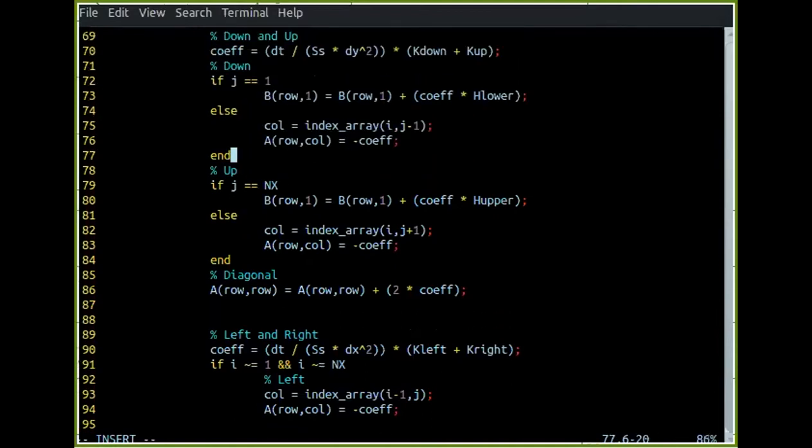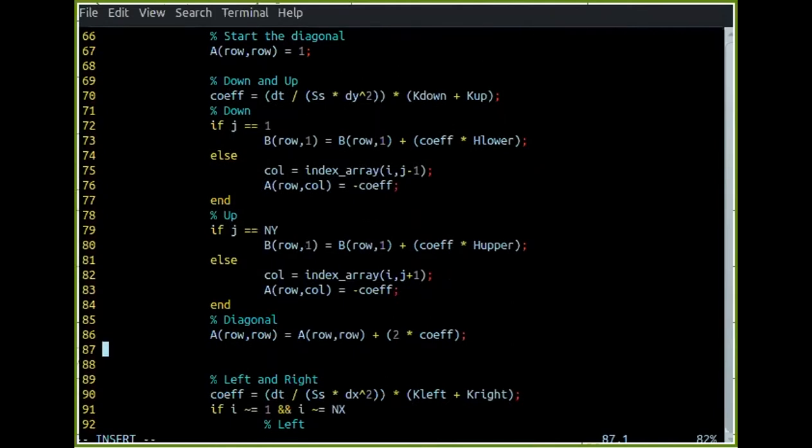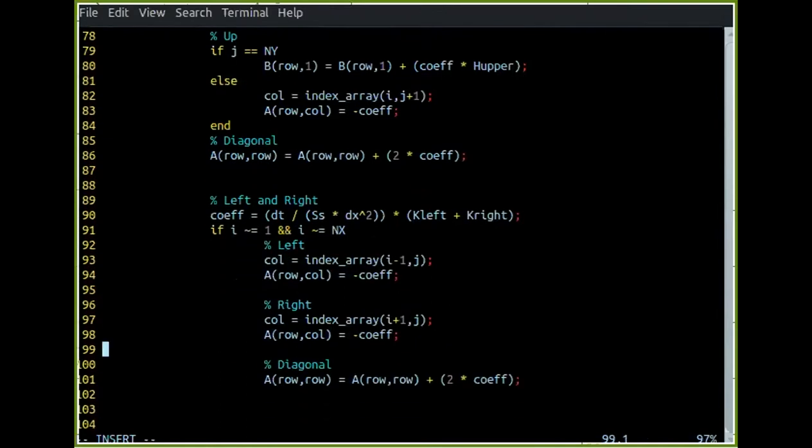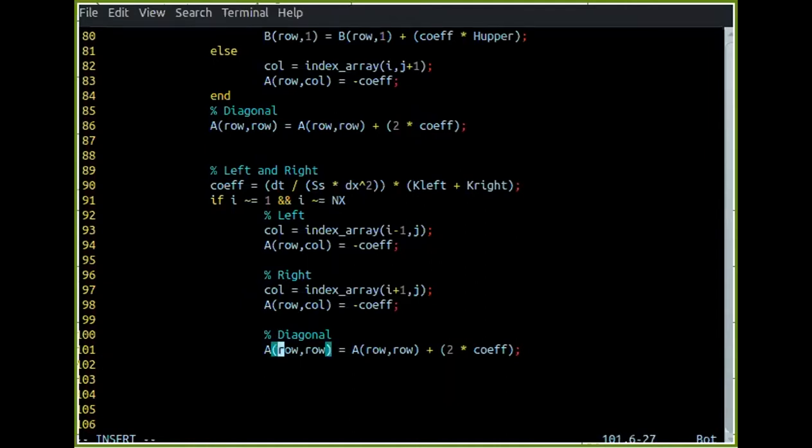guess what? I caught an error here. That's supposed to be an NY. And this is supposed to be an NY. Sorry, that was back with the down and up. I used NX where I should have used NY. Again, because our grid's 50 by 50, that's a problem that would never actually become an issue. But if you had a non 50 by 50 grid or a non square grid, that would very quickly become a problem. So I fixed it real quick.